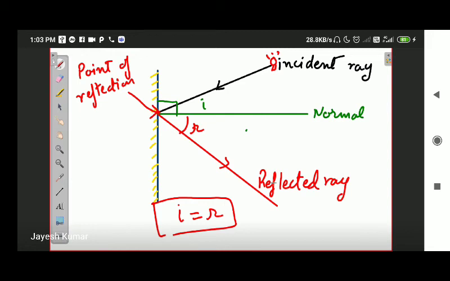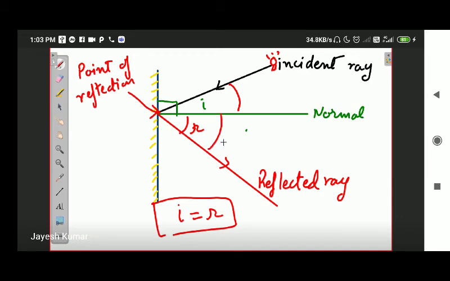So this was the basic idea of how reflection works. There is a light source. Out of the light source comes a ray of light that meets the mirror at a certain point. At that point an imaginary perpendicular, the normal, is drawn to the mirror. The angle between the incident ray and the normal is the same as the angle between the reflected ray and the normal.